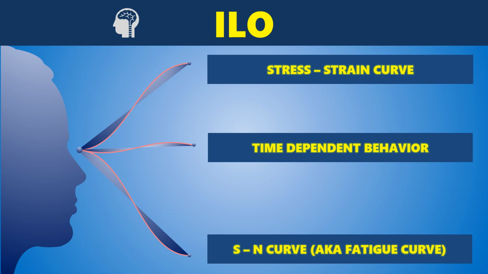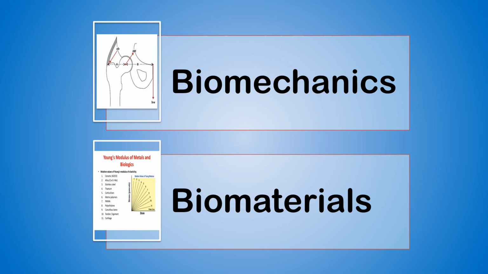You will be able to describe the attributes of viscoelastic material and to explain the SN curve, or what is known as the fatigue curve, the endurance limit, and the difference between fatigue limit and fatigue strength. Now let's start with basic definitions.